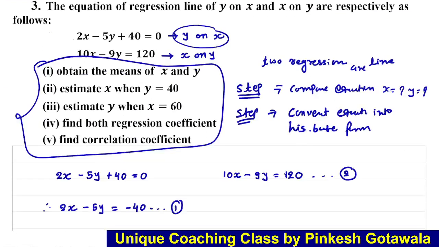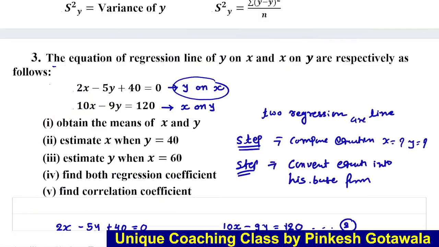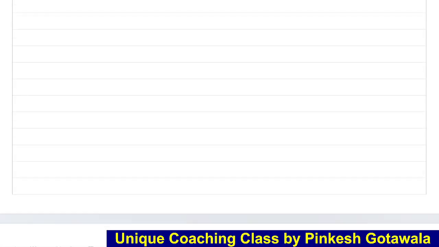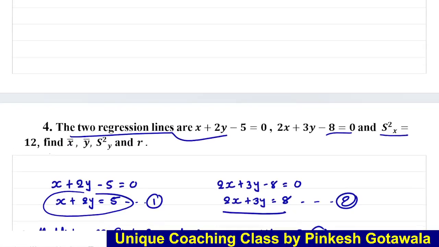In this first question, they clearly told that the equations of the regression lines of y on x and x on y are respectively as follows. So you are clearly told that the first is y on x and the second is x on y. Okay, clearly કયું છે કઈ regression line કઈ છે તે. But here they said nothing about which one is x on y and which one is y on x.